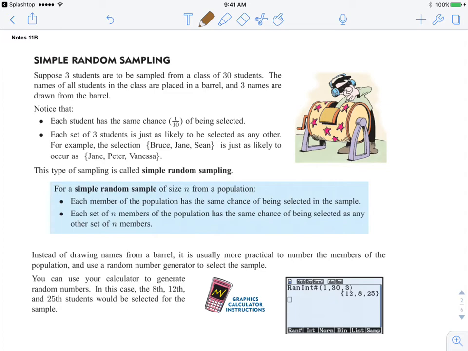Here's an example of using the random number generator on a graphing calculator. We'll get more into that when we get into class, but this is what it would look like on the graphing calculator screen. If you want to choose, say, 3 students out of 30, you would type in 1, 30, and then 3.